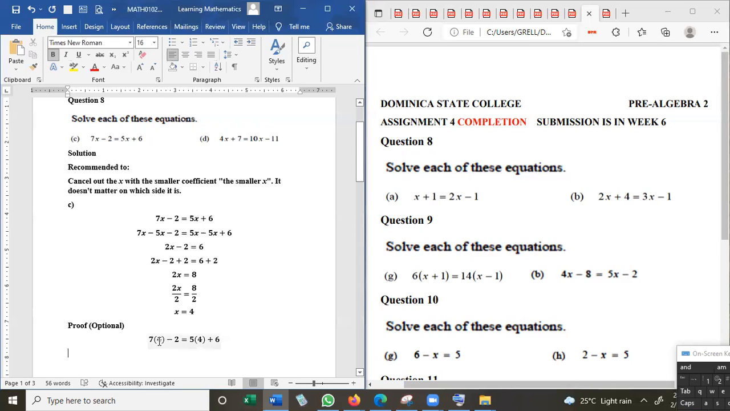7 times 4 is 28 minus 2 is 26. So you get 26 on the left. We're supposed to get 26 on the right. 5 4s are 20 plus 6 is 26. So our 4 that we have gotten is correct.